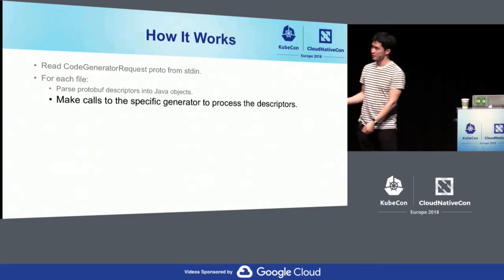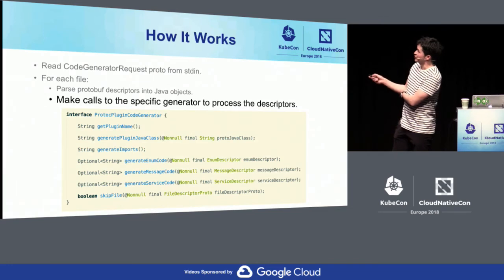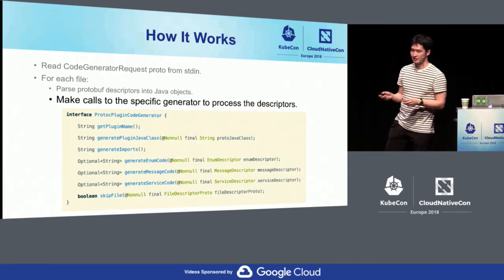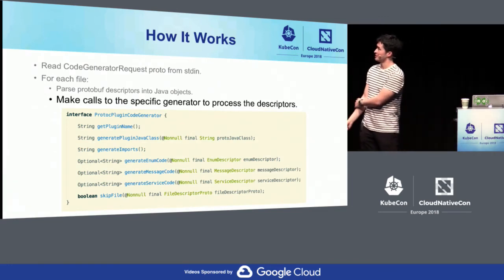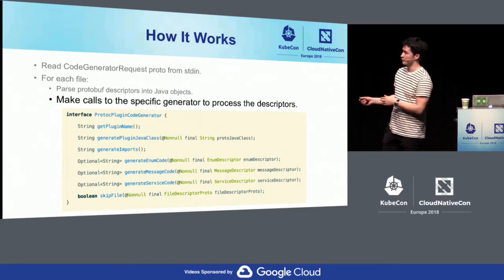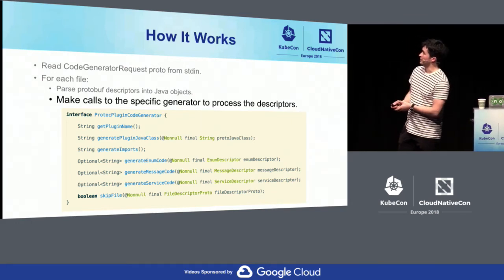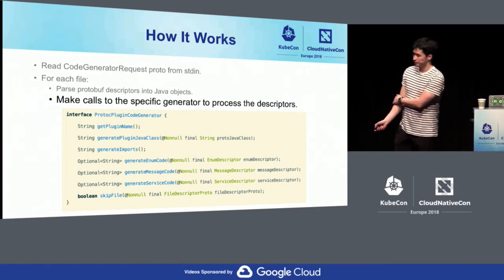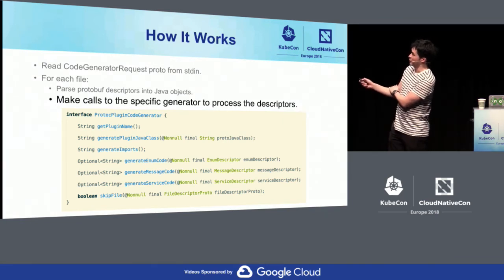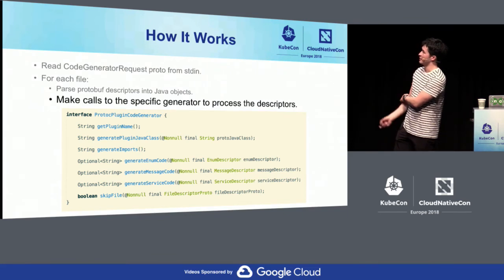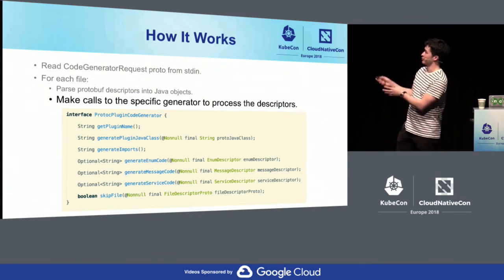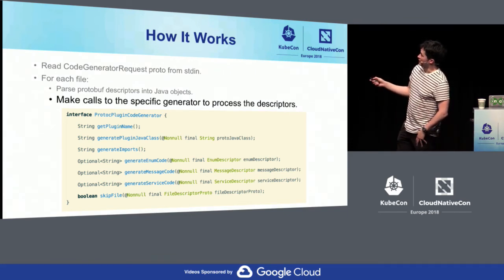So once we've parsed the descriptors into Java objects, we make calls to the specific generator to actually generate some code using those descriptors. It's not actually an interface, but this is like, in brackets, the framework part, where we have several plugins that use the same template. Each plugin just implements these methods, and then the main framework makes the calls into them. So generate message code, service code, enum code, the imports and all that other stuff.